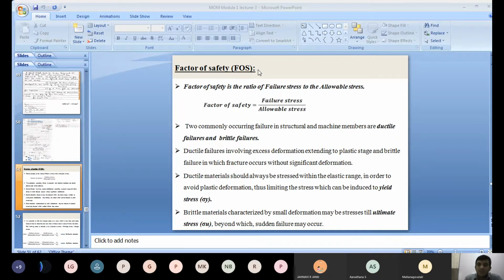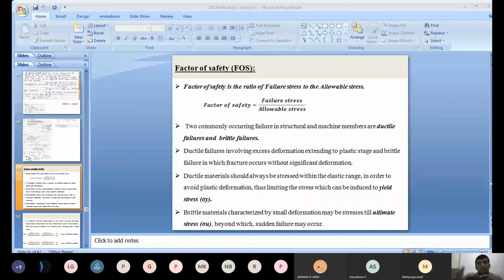Now what does failure stress mean? It depends upon the type of failure that occurs. If we take a ductile material, such as low carbon steel, mild steel, aluminium, or copper, then if you apply a load on the material it will continuously deform, right? So how much deformation takes place here? If you apply a load it continuously deforms, then finally it reaches the plastic state, and then failure occurs.